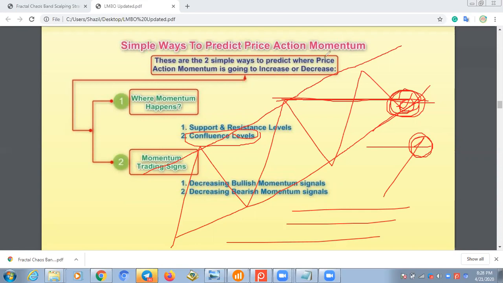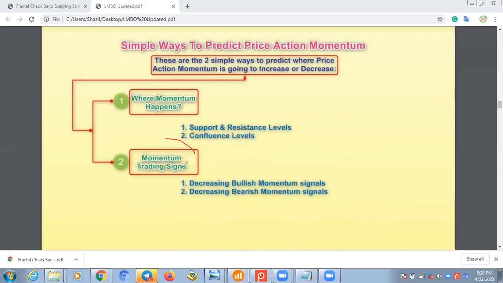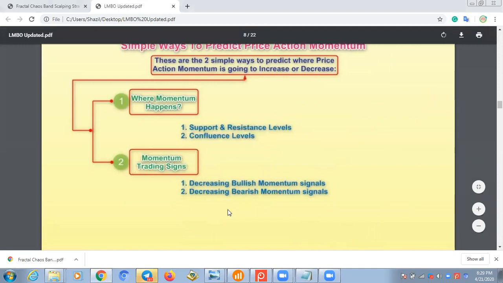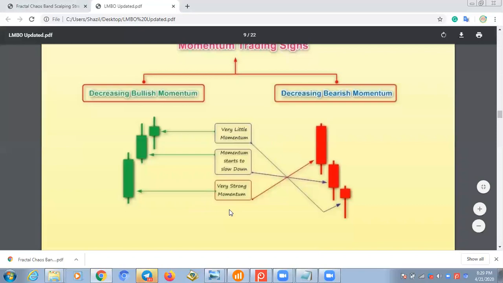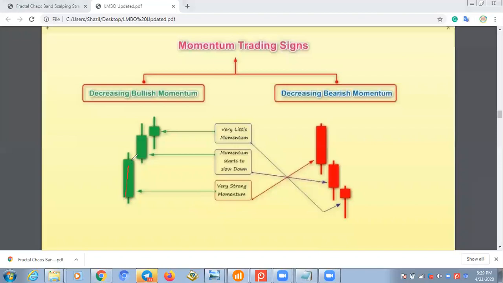Okay. After that, momentum trading signs. How can we understand the momentum trading signs? These are the decreasing bullish momentum signals and decreasing bearish momentum signals. We will understand this on the next slide. Look at now, momentum trading signs. Look at this candle. This is the strong candle. This is not a strong candle compared to this candle. This candle is a weak candle compared to these two candles.